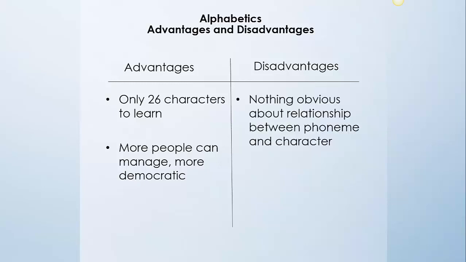What about the disadvantages? Right, there's nothing obvious or transparent about the relationship between phoneme and character, i.e. letter-sound correspondence, as John Krudenier calls it. Why should the short A sound be represented by a pointy tent with a slash through it? It's an abstract, arbitrary relationship.